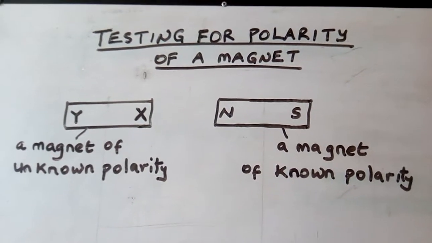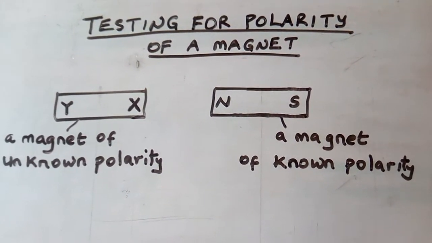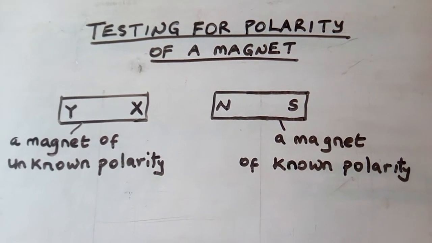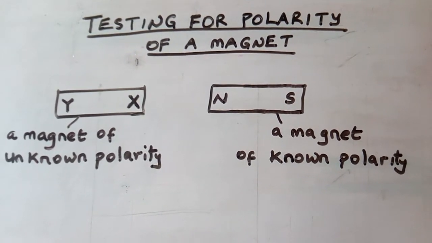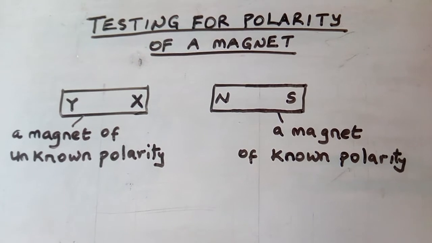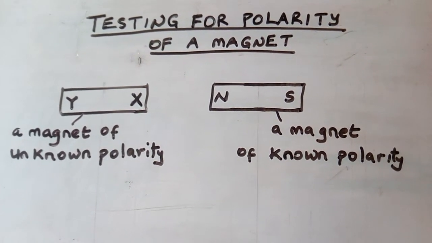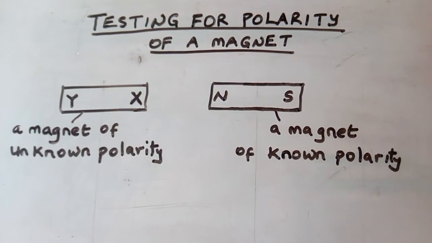We are looking at testing for the polarity of a magnet. The word polarity comes from the word poles. We say the magnet has two poles, the north pole and the south pole. Supposing you are given a magnet and the person who gave you the magnet did not show you which side is the north pole and which side is the south pole, how do you know it? So we want to test for the polarity of a magnet.